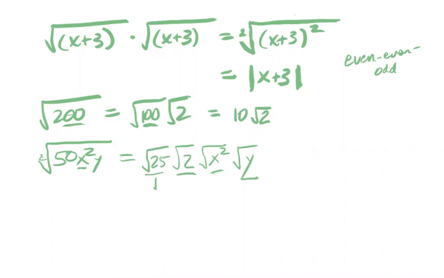So the 25 becomes a 5. The square root of x squared becomes just x. And because, again, we've got that even, odd outcome, we're going to put absolute value signs around that x, and then the square root of 2y. Notice I didn't have to put absolute value signs around the 5, because the 5, again, came from the square root of 25. There's no reason for me to clarify that with an absolute value. It's only the x that I have to put that absolute value around, not the numbers.